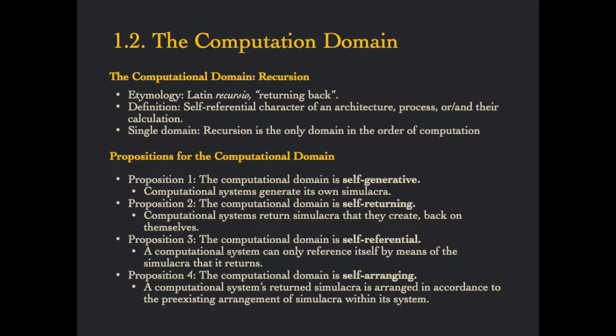The second proposition is that the computational domain is self-returning, and this means that computational systems return simulacra that they create back on themselves. The third proposition is that the computational domain is self-referential, and this means that a computational system can only reference itself by means of the simulacra that it returns. And the fourth proposition is that the computational domain is self-arranging, and this means that a computational system's return simulacra is arranged in accordance to the pre-existing arrangement of the simulacra within its system.